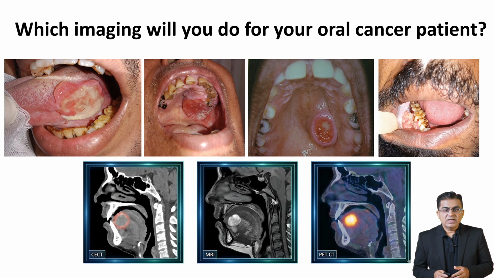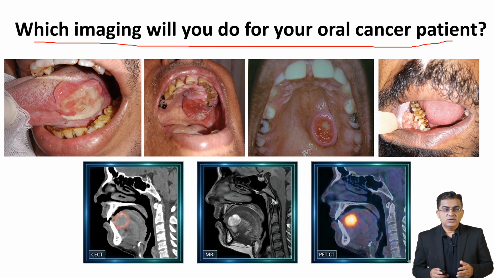Imagine you get an oral cancer case in your exams and your examiner asks you which local imaging modality will you order for your patients. Suppose you get one of these patients. There is a tongue, upper gingiva, hard palate, lower gingiva buccal complex cancer. Now you have 3 choices: CT, MRI or PET CT. Which imaging will you choose for your patient?